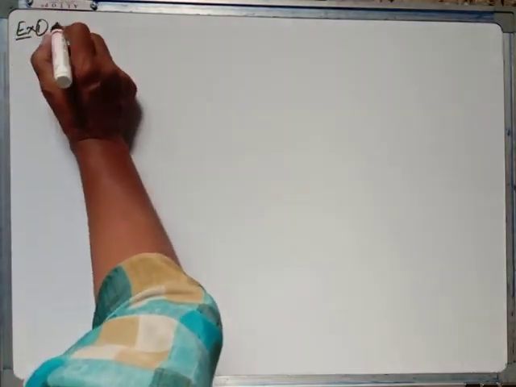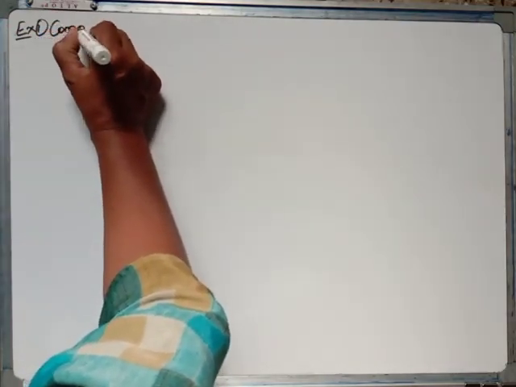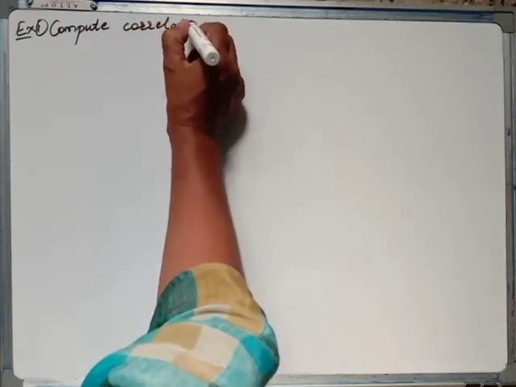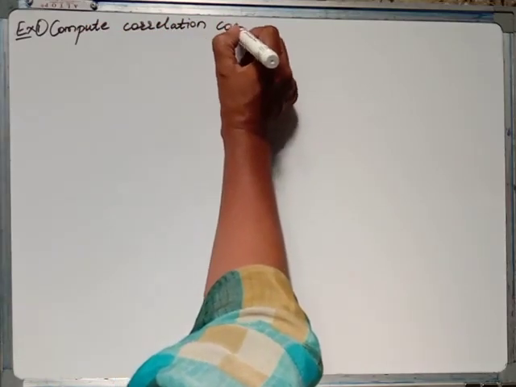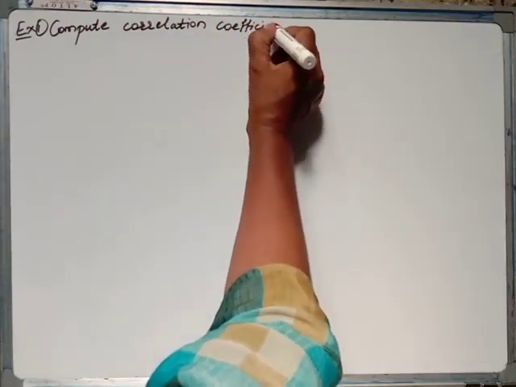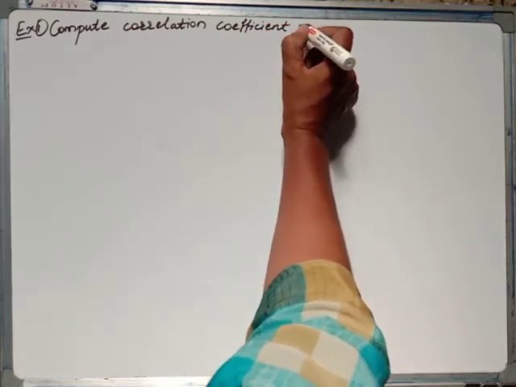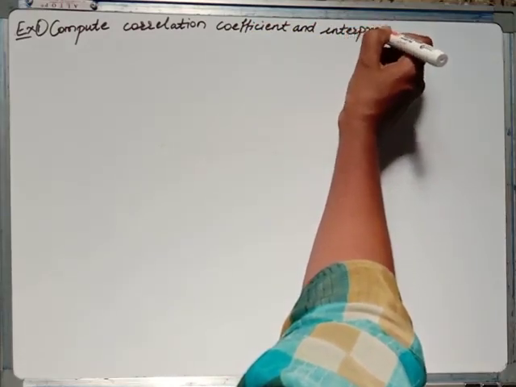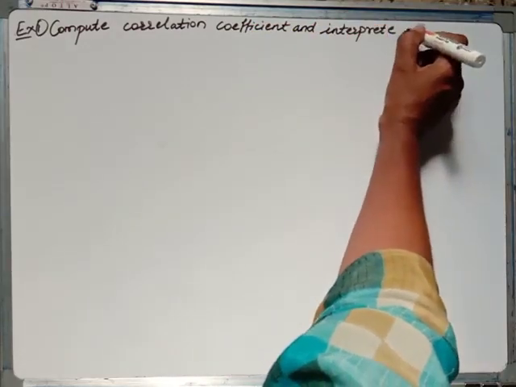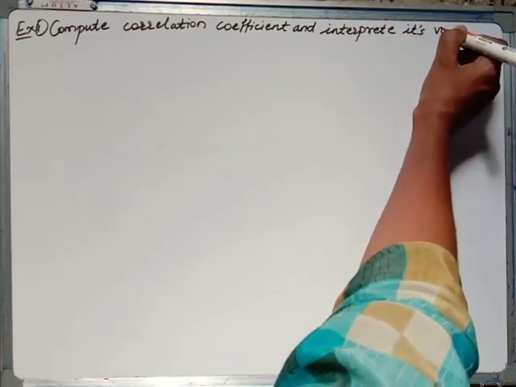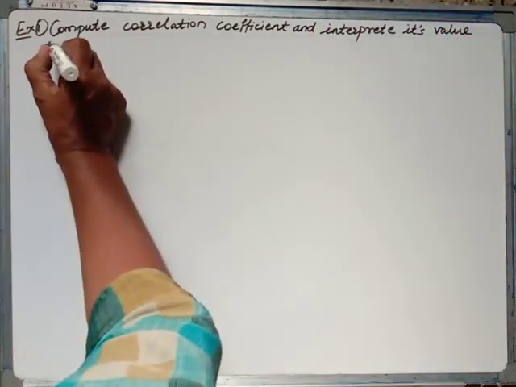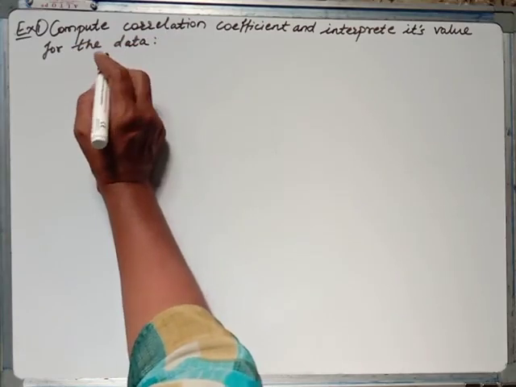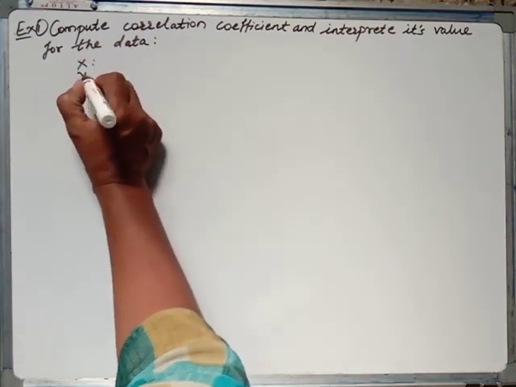Compute the correlation coefficient and interpret its value for the data. Now, what was the data? X and Y series is given to us.